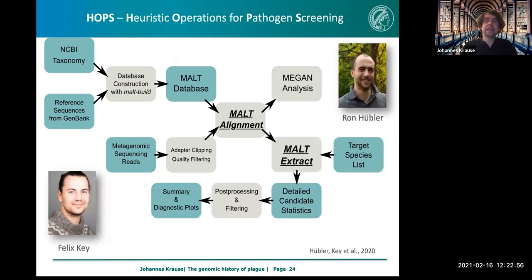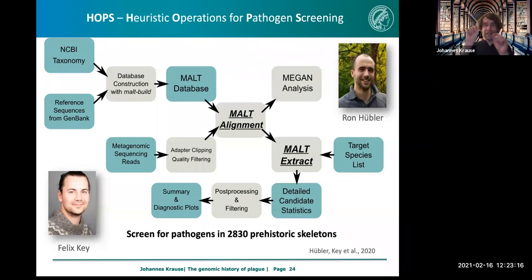And then Felix and Ron, a PhD student and a postdoc in the lab, they actually extended this tool a bit further. And they were then able to use this tool to screen more than 2,000 skeletons that we had in our collection, where we had data that we had produced mostly to look at the human DNA, but now they could also look at the potential pathogens present in those. And they could do that simultaneously. They didn't really have to target one, but they could look at everything, right? And you could really look at 10,000s of samples if you have the data from those.